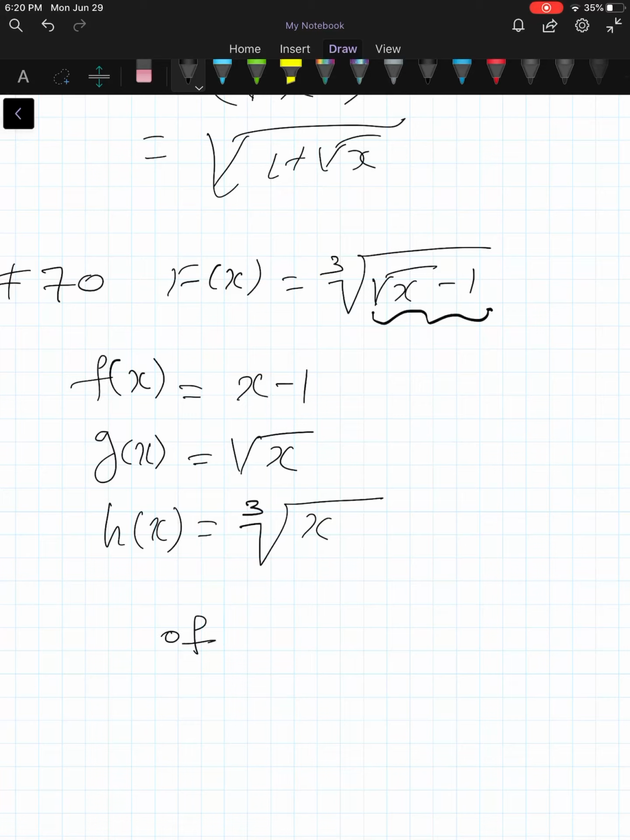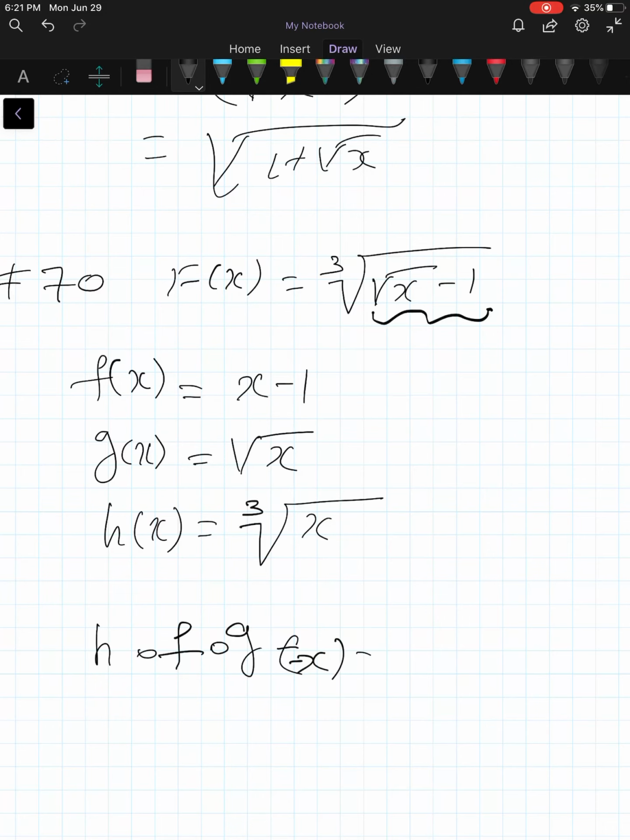The second operation would be square root of, am I right? No, I don't think so. Okay, first operation would be g. g applied first on x will give you square root of x. Then applying f on square root of x will give you square root of x minus 1, right? So apply f on g and then apply h on f.